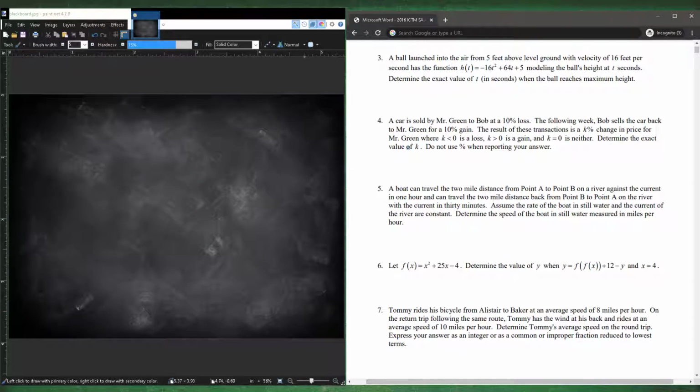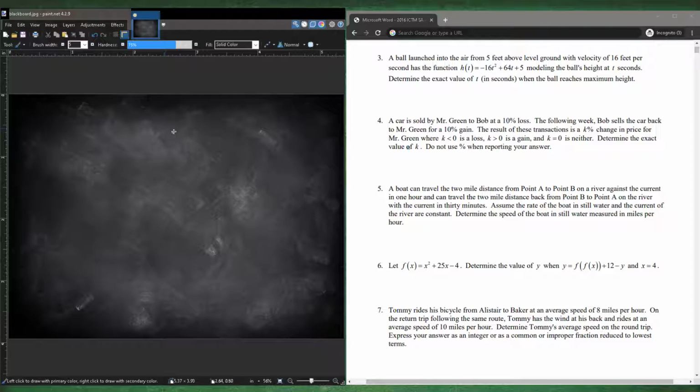Number 4. A car is sold by Mr. Green to Bob at 10% loss. Okay, so let's say the car was originally bought by Mr. Green for x amount, right? So if he lost 10%, that means he sold it at 0.9 of the price, right? Because then he lost 10%, because 10% of this is 0.1 times this. So if you lost that much, that means the amount that he got is 0.9x. Okay, and then the following week, Bob sells the car back to Mr. Green for a 10% gain.